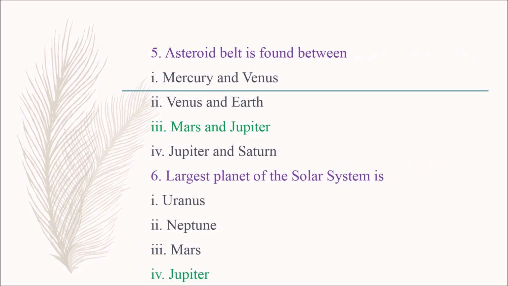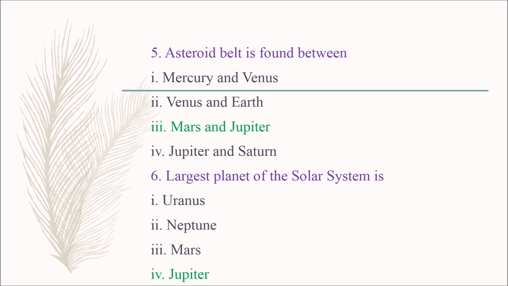Question number 5. Asteroid belt is found between option number 1 Mercury and Venus, option number 2 Venus and Earth, option number 3 Mars and Jupiter, option number 4 Jupiter and Saturn. So the answer is option number 3 Mars and Jupiter.